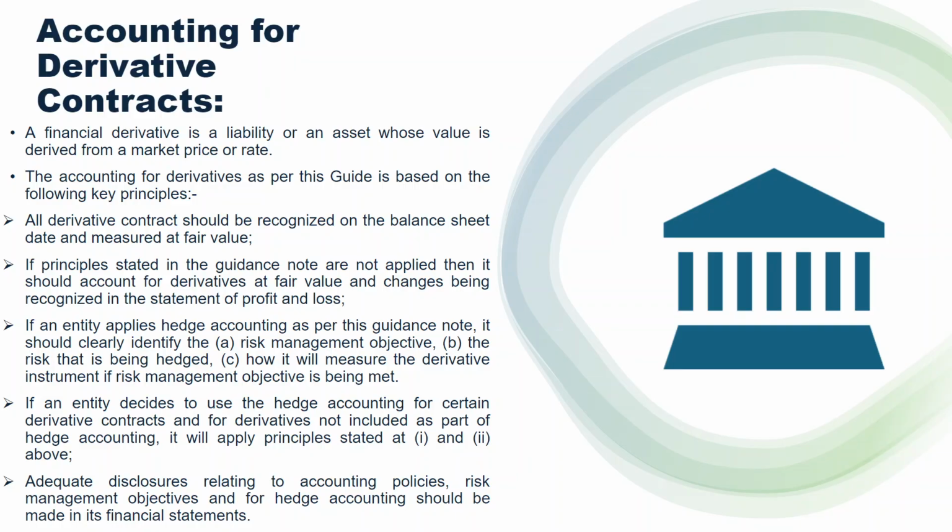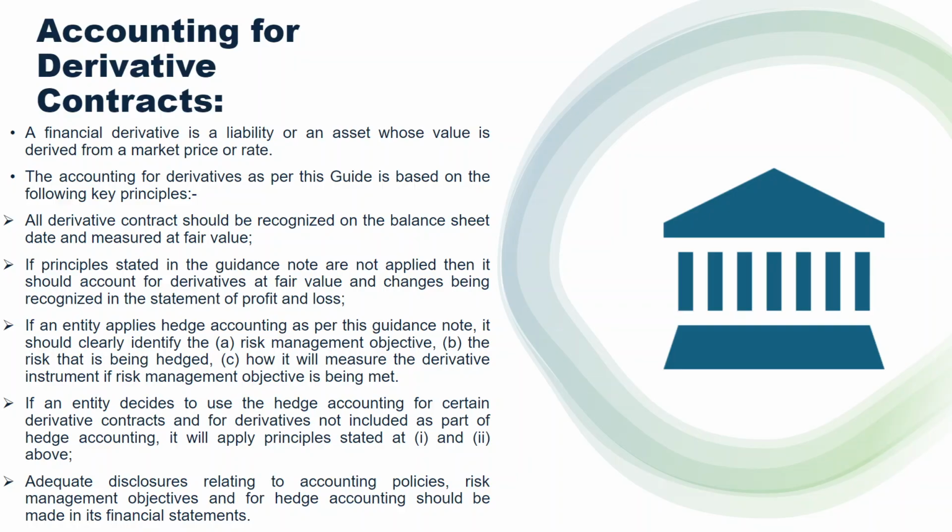They have to identify the risk management objective, then identify the risk that is being hedged, and measure the derivative instrument, and should check that the objective has been met. Okay. So what is hedge accounting? Hedge accounting is the technique with the help of which the derivatives are considered as per the fluctuating values.